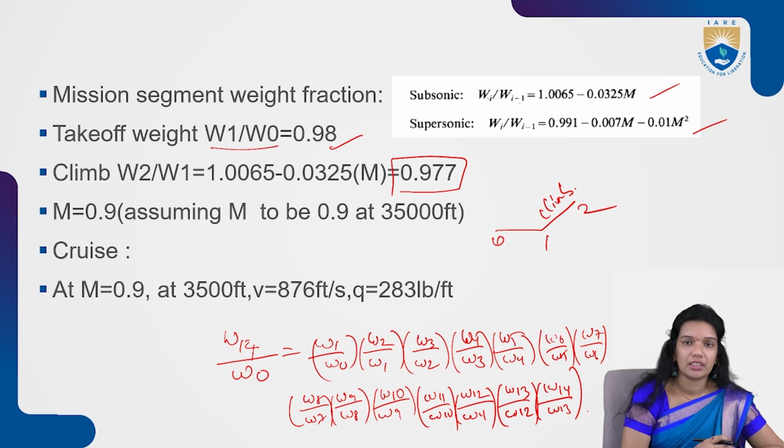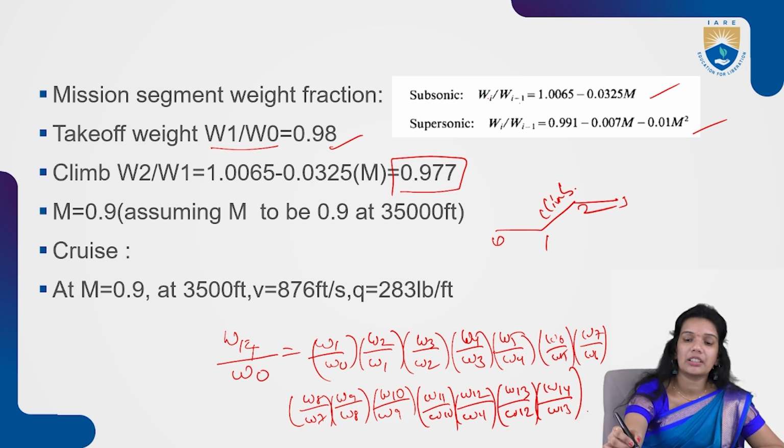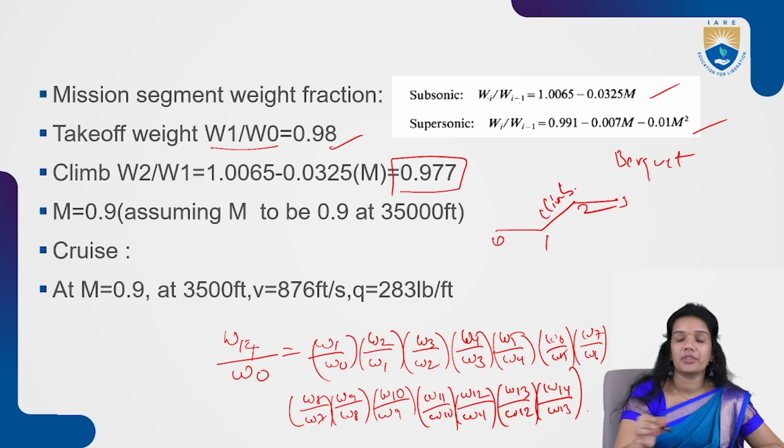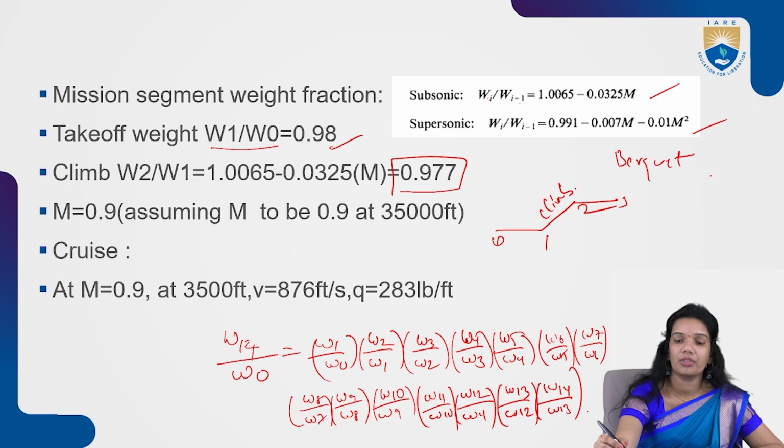Then again we need to consider the cruise, right? Next is my cruise, the 3 to 2 segment. Now for cruise and loiter, how do I find it out? We have equations from Breguet, right? From the Breguet range equation, we said that W3 by W2 is equal to exponential of minus R into C by V into L by D, right?